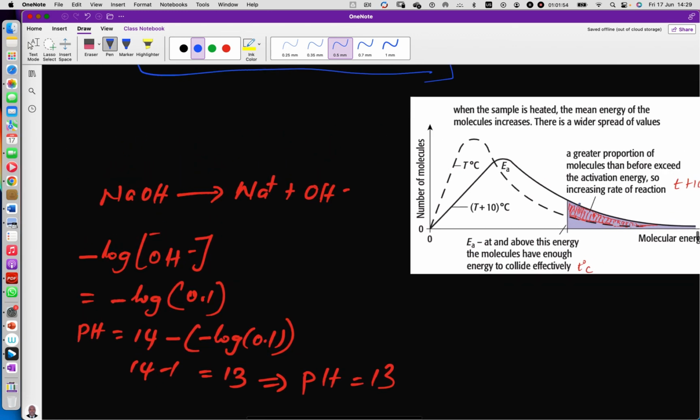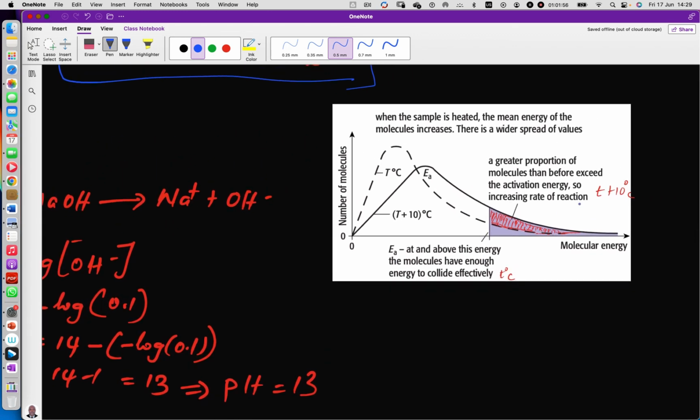And furthermore, you could be given a curve like this one. This is a reaction curve, number of molecules against energy. This is the temperature T. The section down here represents the number of molecules with energy, and these are the molecules that are reacting at temperature T degrees Celsius.